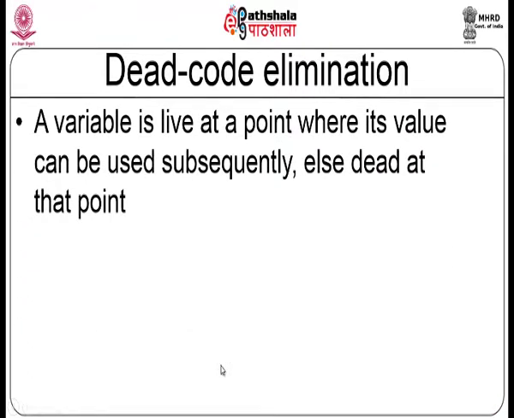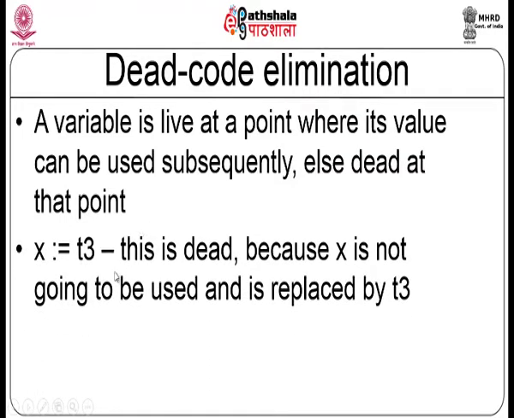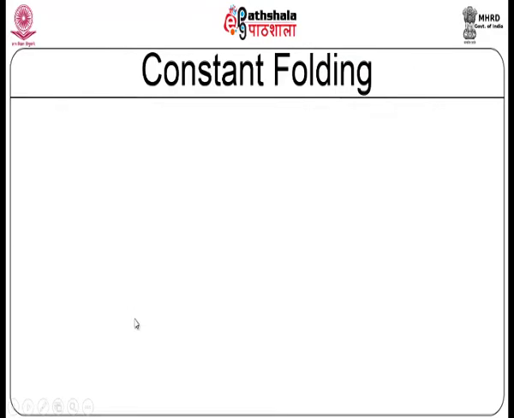A variable is said to be live at a point where its value can be used subsequently, else it is assumed to be dead. If I am going to use the value of a variable at a later point, I will call the variable a live variable, else I will call it a dead variable. Now here x = T3 is dead because x is not going to be used and is replaced by T3. So we will say x is not going to be used, therefore we will call this statement a dead statement.